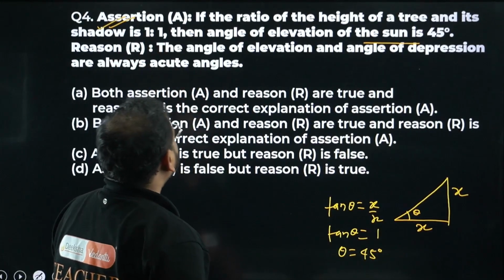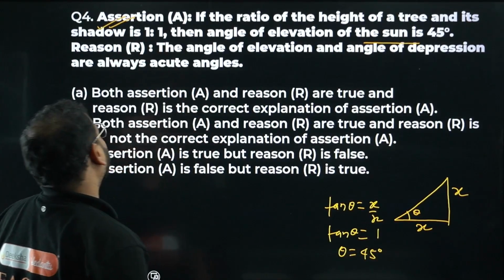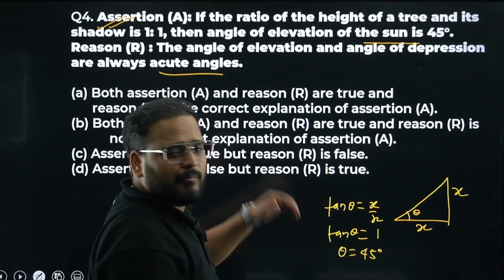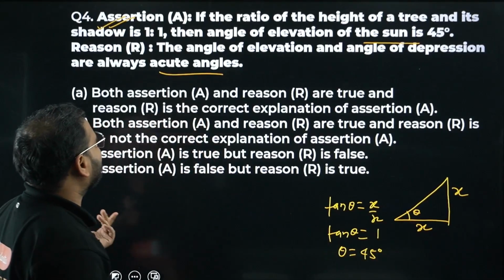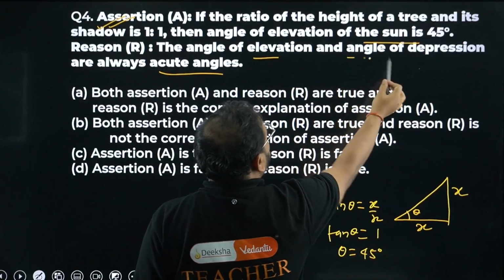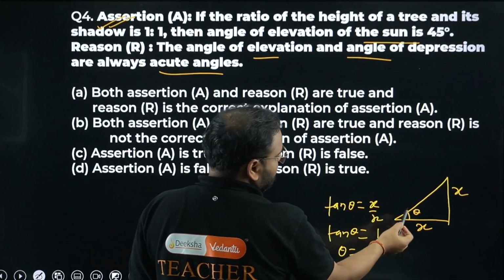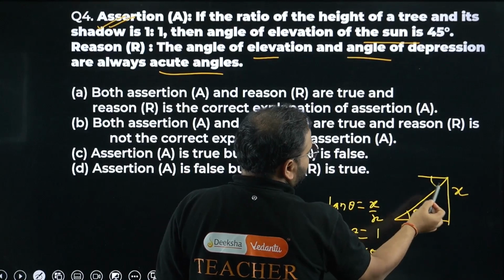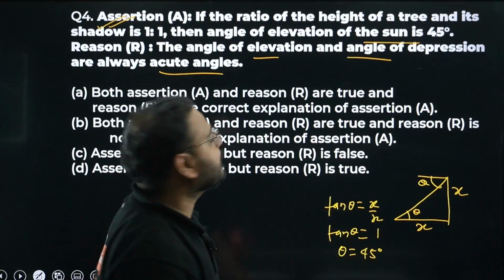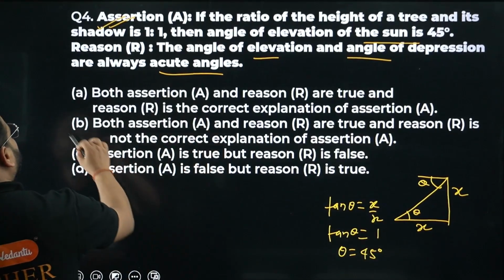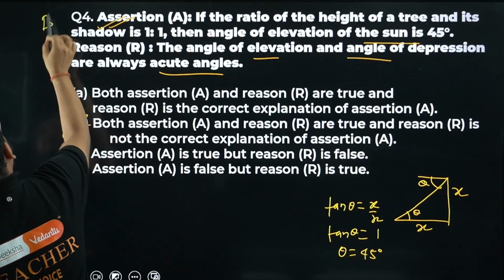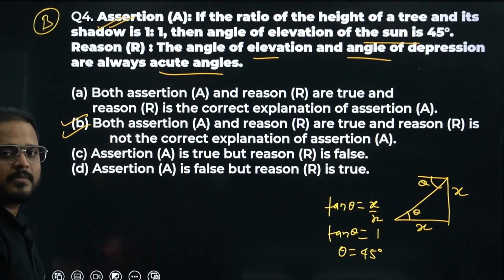Let's look at the reason. The angle of elevation and angle of depression are always acute angles. Correct, but they are not explaining this assertion. Both are true. You can see here the angle of depression and elevation are acute angles. This is the angle of elevation over here. If I take from here, this will be my angle of depression, right? Both are acute only, right? Correct, na? So what I am getting is both are true, but not the correct explanation of the assertion. So option number B is most suitable. Please have a look. Clear?